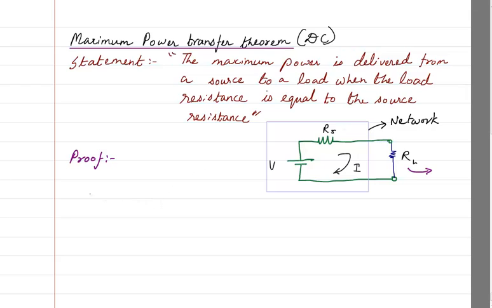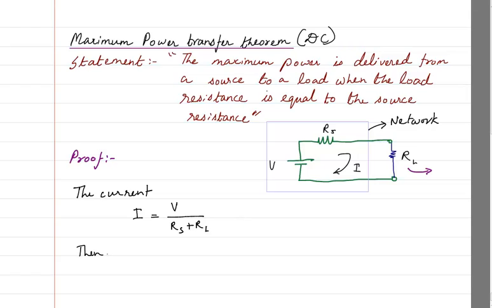What is the power delivered to the load? For that, first I have to find out the current I, this is the I. There is only one voltage and there is a current, so I can straight away write it will be the voltage divided by the total resistance, which is the source resistance plus the load resistance.